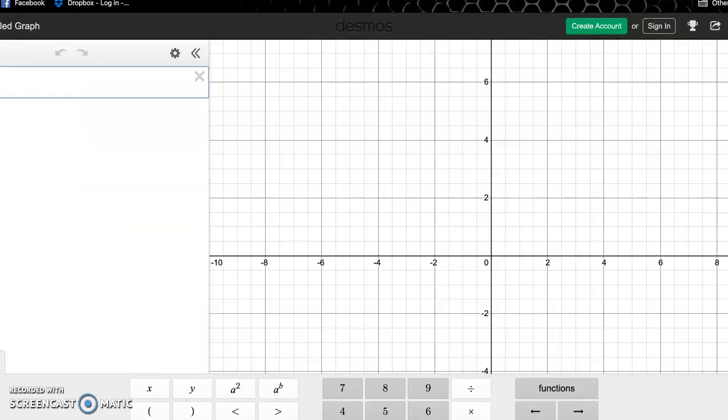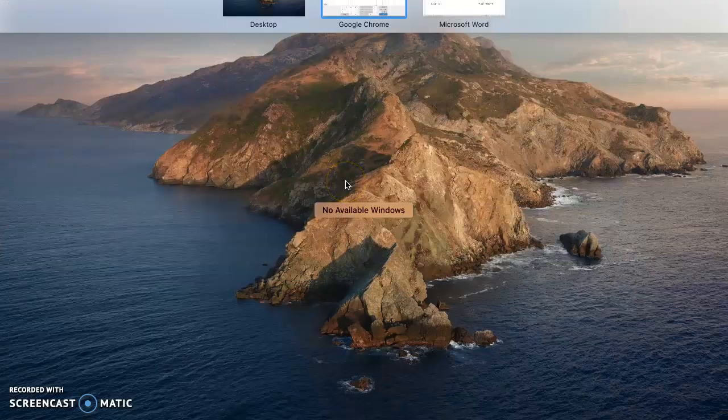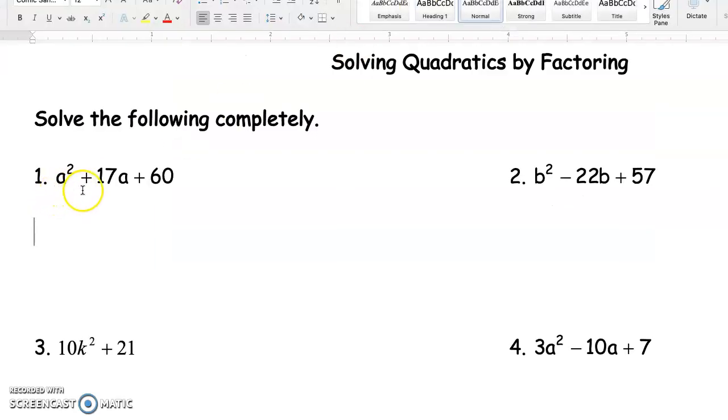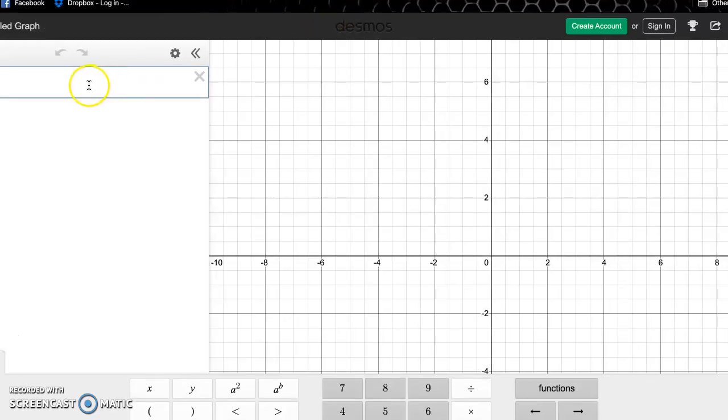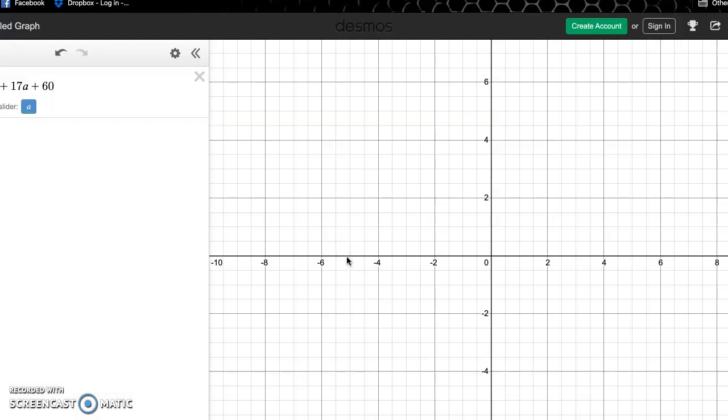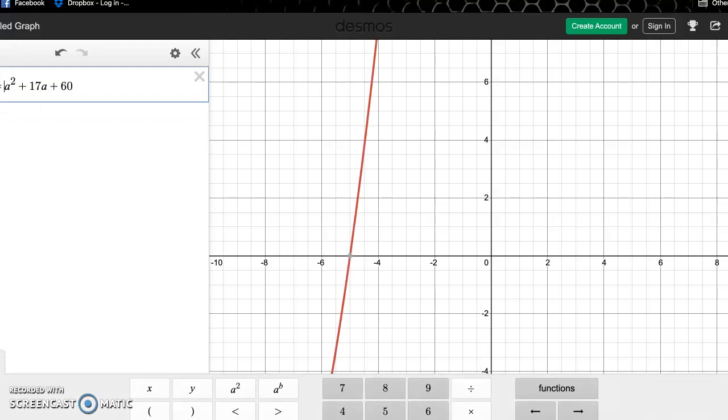So the first one I'm going to do is this one of a squared plus 17a plus 60. So I'm going to type this into the calculator. Use the word a, then to squared plus 17a plus 60. Oh, notice. See this? This is an error. You can try adding y to the equation. See if that works. Oh, and it does.